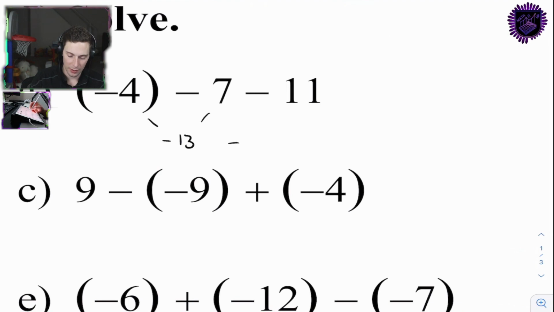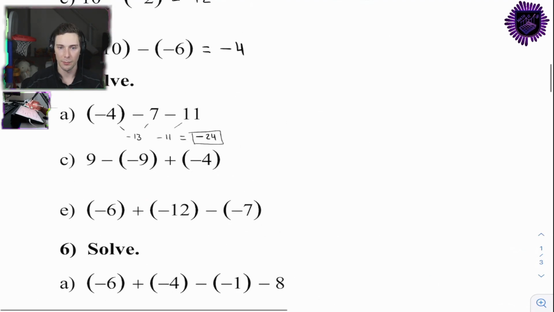And then we minus 11. Bring that down. And that's going to be equal to negative 24. Negative 24. I'm going to box my answer because I'm writing more stuff there.